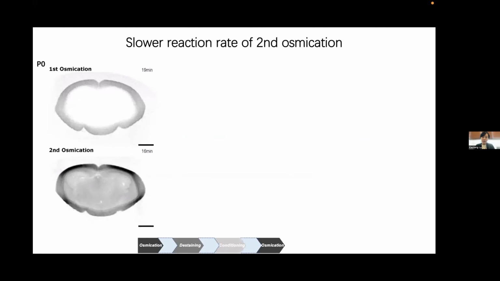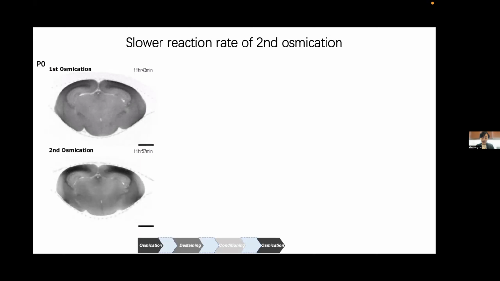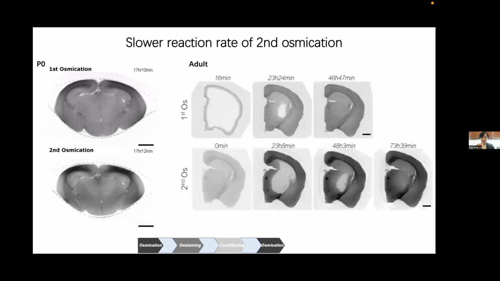What I observed is that the second osmication is much slower than the first osmication, as shown in those videos. And like neonatal brains, the second osmication also takes 1.6 times longer for adult mouse brain, suggesting that existing osmium might form a diffusion barrier in this round of staining.